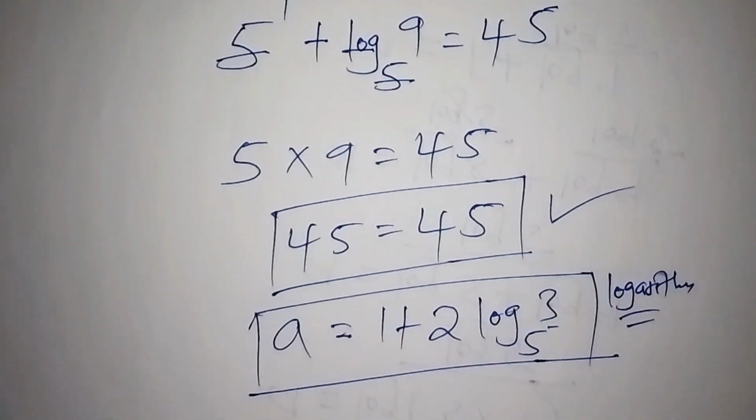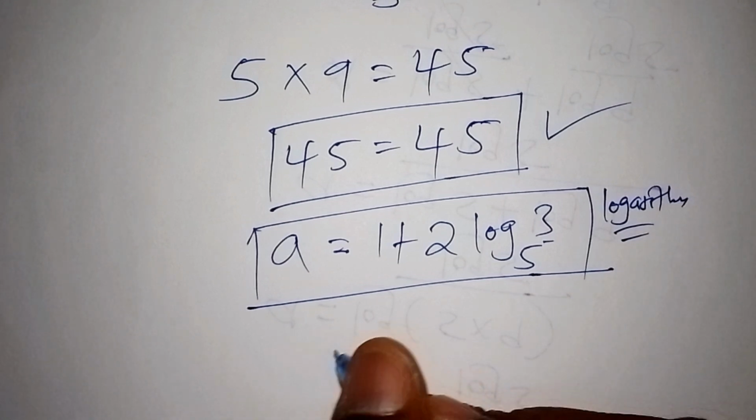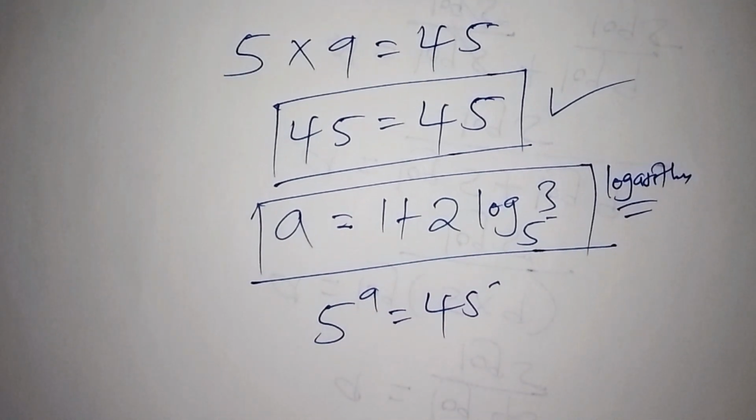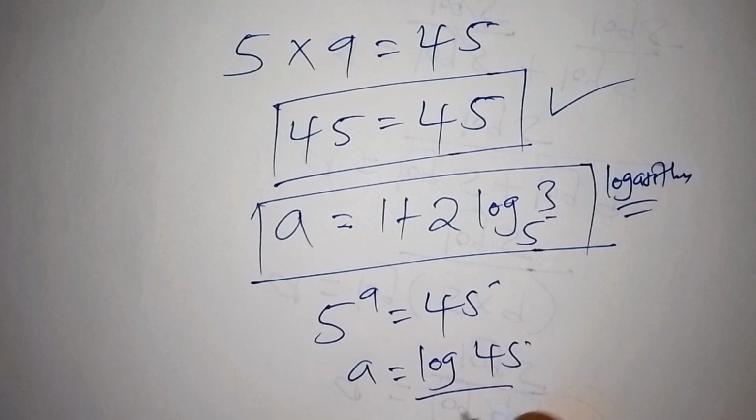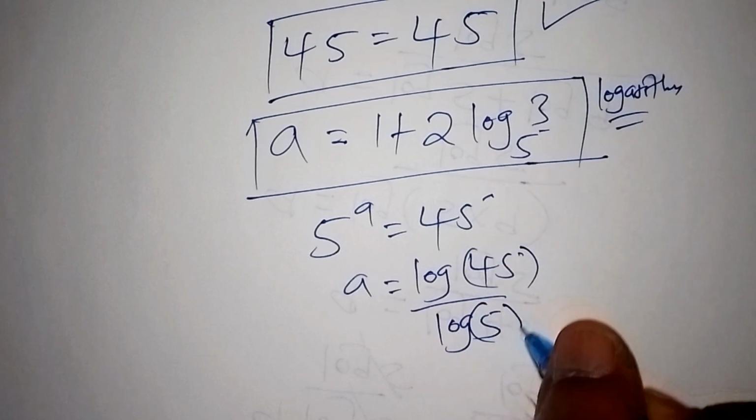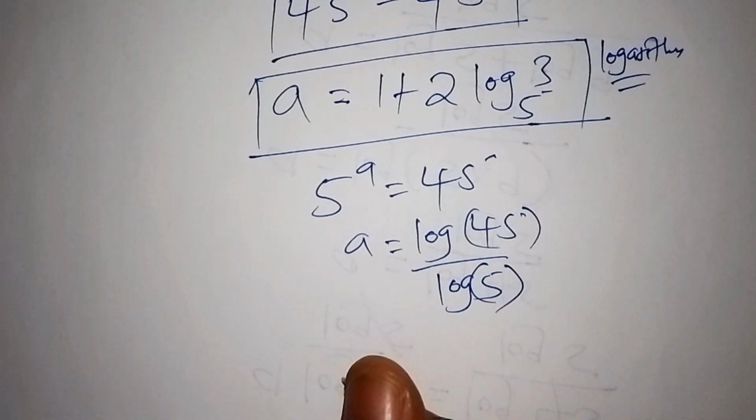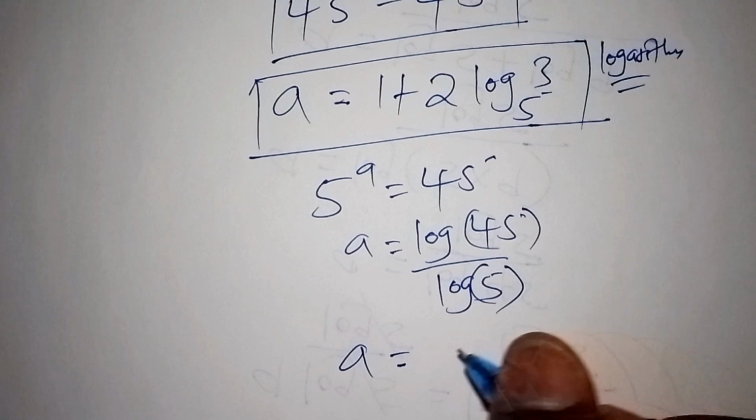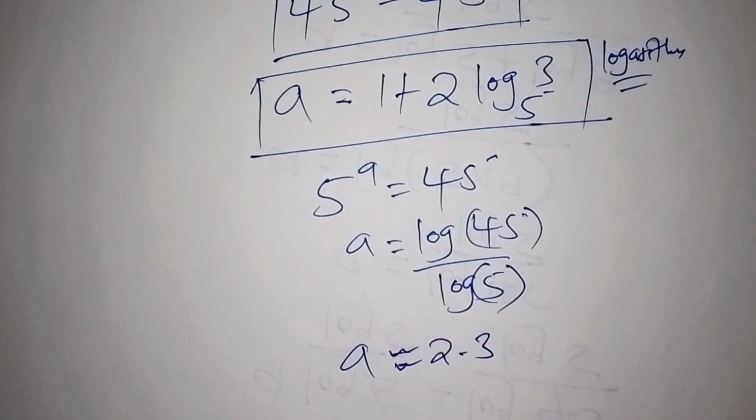We can also have the answer in terms of decimals. When we have 5 to the power of a is equal to 45, then a is equal to the log of 45 all over the log of 5. We insert these numbers into the calculator, and when converting to decimal, our value for a is 2.36, which is approximately 2.3. So let's stop there and see you in our next video.